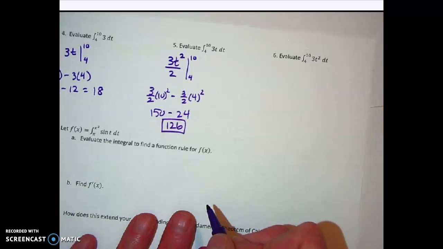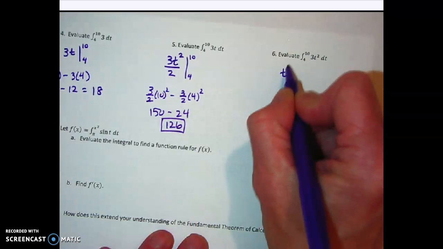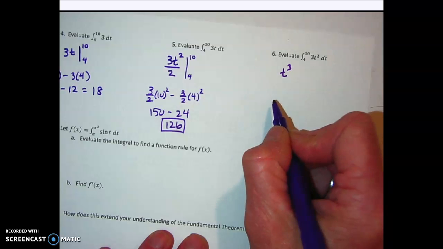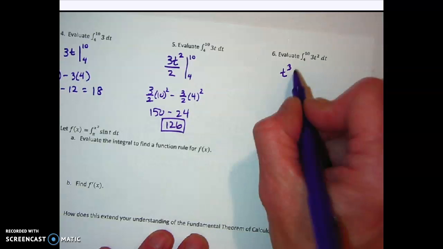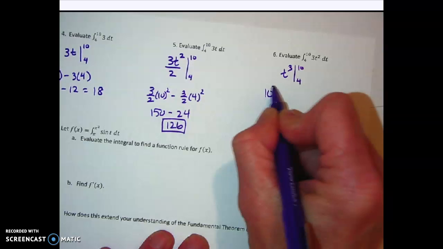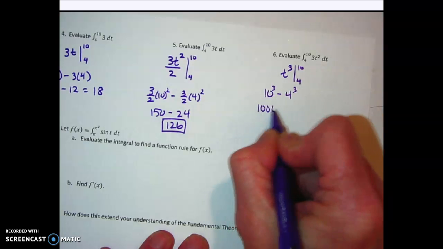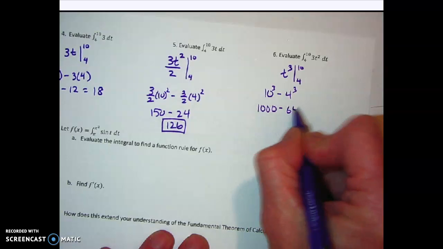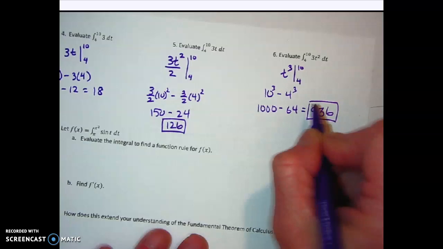And finally, adding 1 to my exponent tells me I'm going to have a t cubed, and then I need to divide by that 3, so 3 divided by 3 is just 1, and again I'm going from 4 to 10. So 10 cubed minus 4 cubed, 1000 minus 64 is 936.